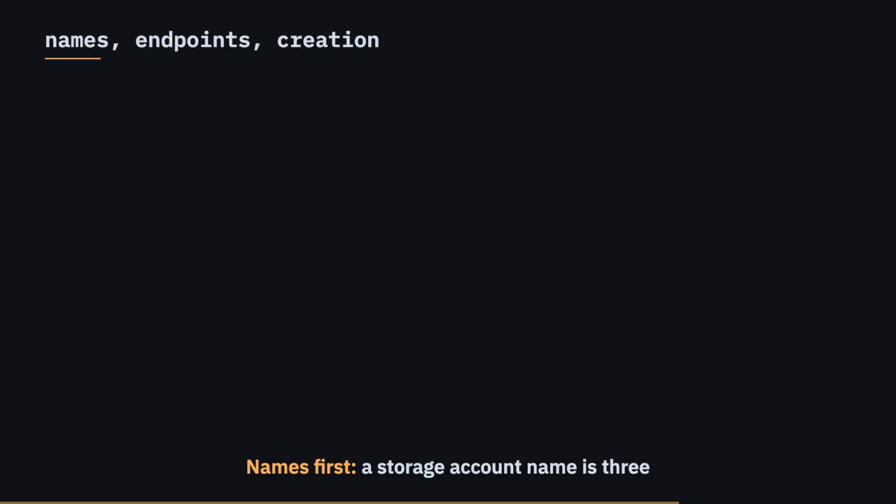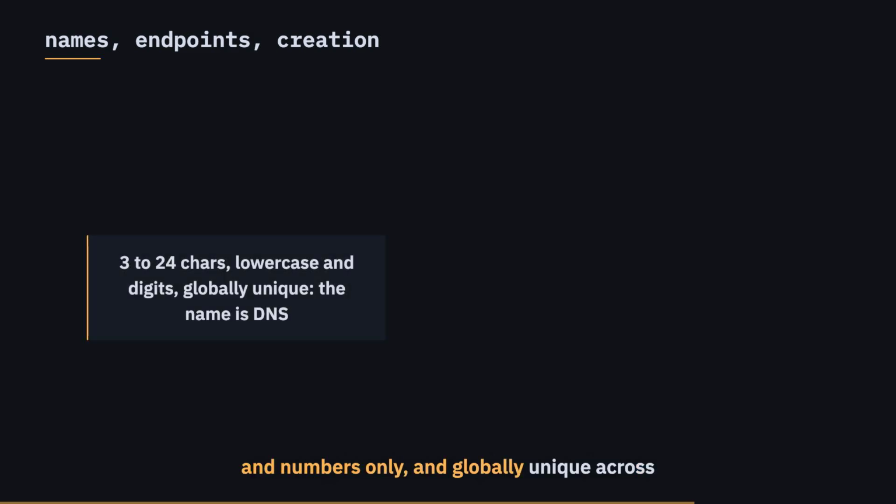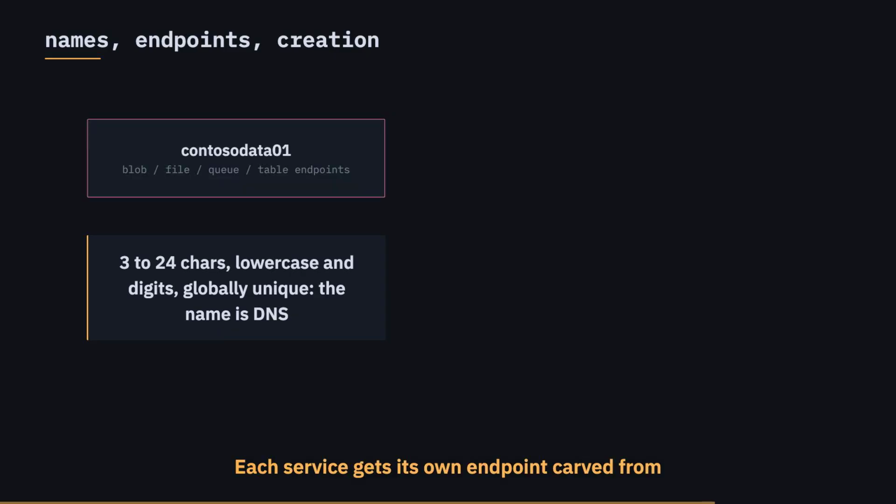Names first. A storage account name is 3 to 24 characters, lowercase letters and numbers only, and globally unique across all of Azure because the name becomes a public DNS address. Each service gets its own endpoint carved from it. The Blob service answers at the account name.blob.core.windows.net, Files at .file, queues and tables likewise.